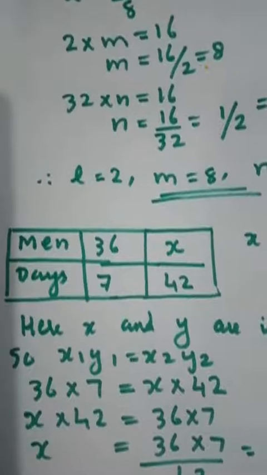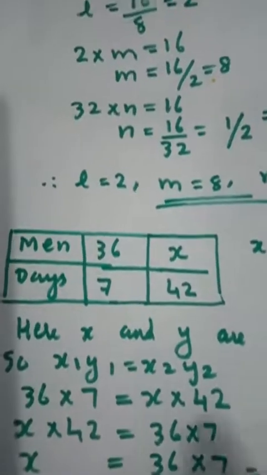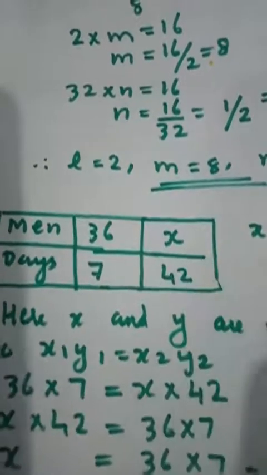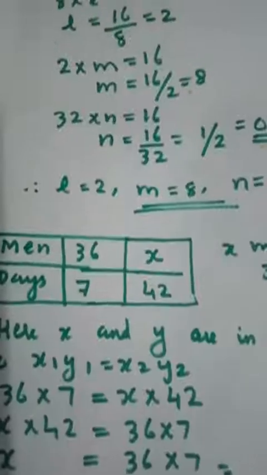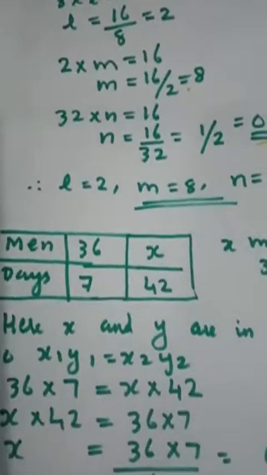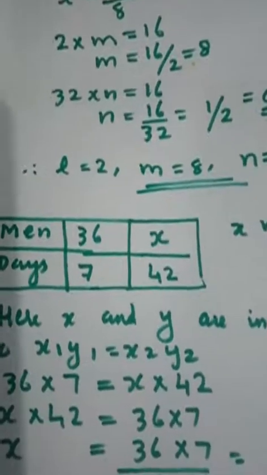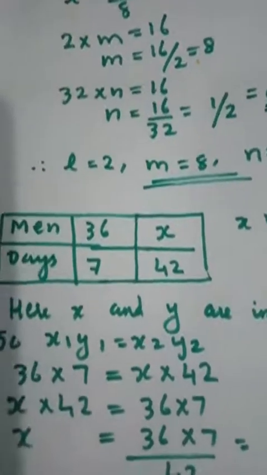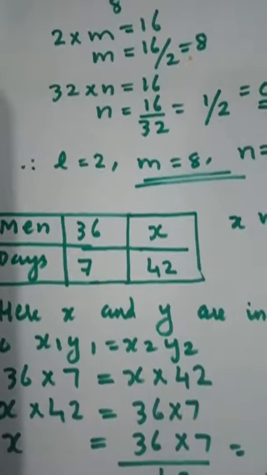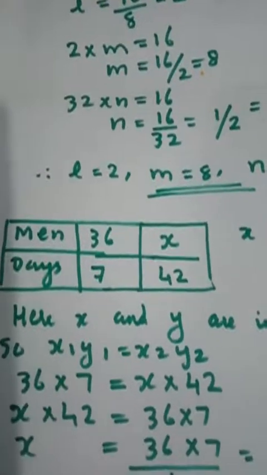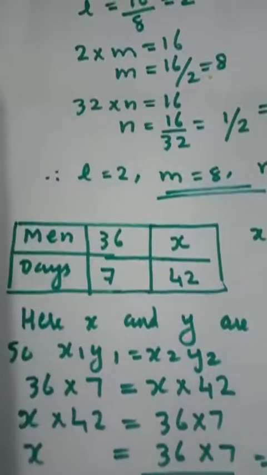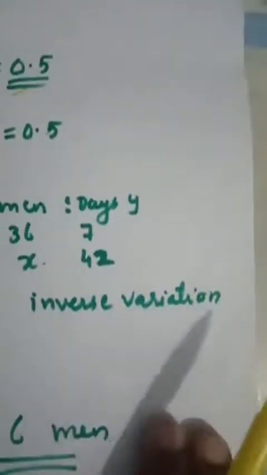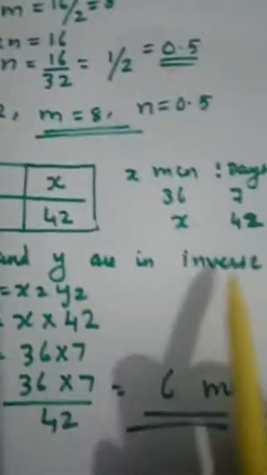Okay, so one is increasing, the other is decreasing. The number of men is increasing, the days will decrease. If the number of days is decreasing, then men are increasing. One quantity is increasing, the other quantity is decreasing. That means it is inverse variation. You know what we mean by inverse variation? Inverse means if one quantity is increasing, the other is decreasing. Here x and y are in inverse variation.